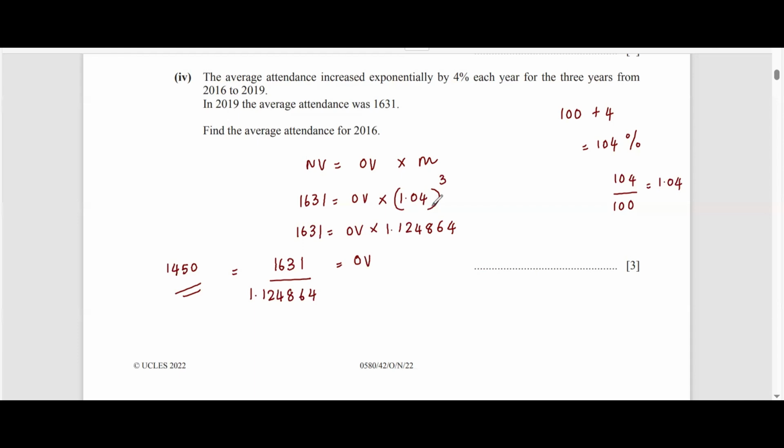So when you find out the multiplier here, you need to be very careful. It was given that it is exponentially increasing by 4% each year. So 100 plus 4 percent, and we know multiplier should always be written as a decimal. So it will be 1.04, but it's for the next 3 years. So 1.04 to the power of 3. So now moving on to the next one here.